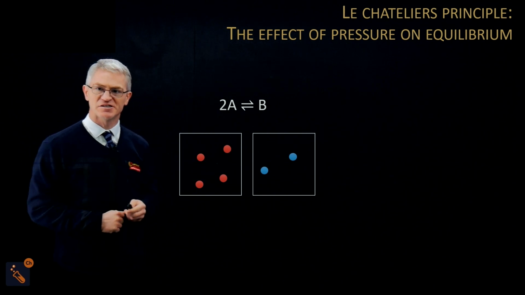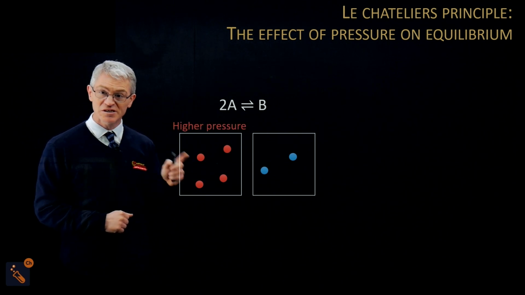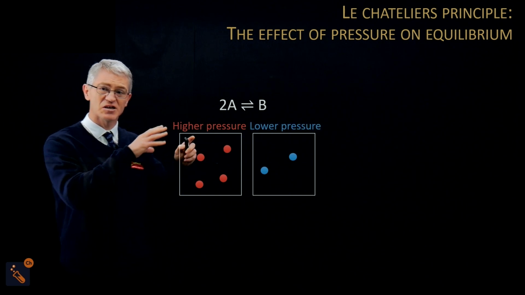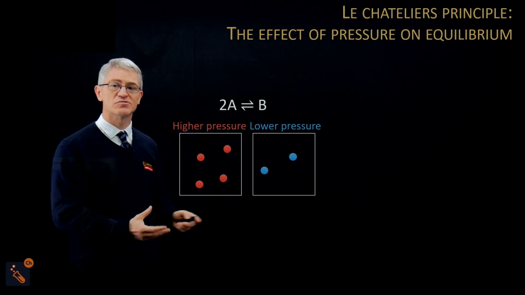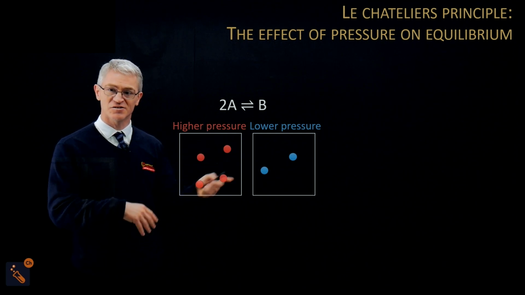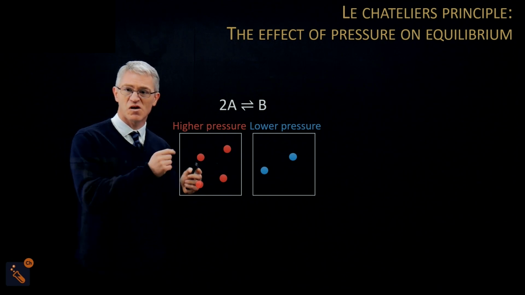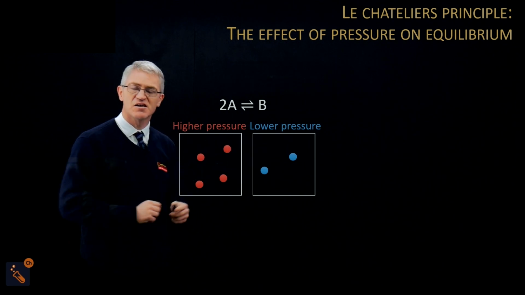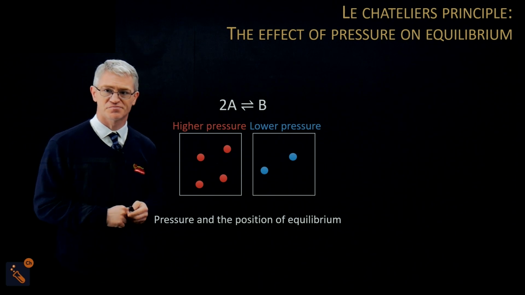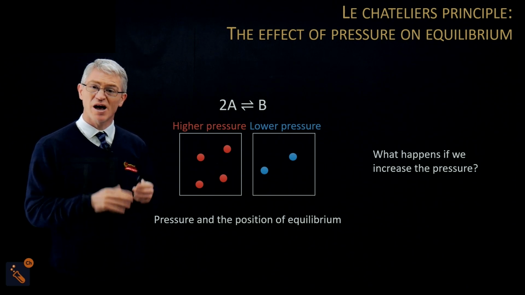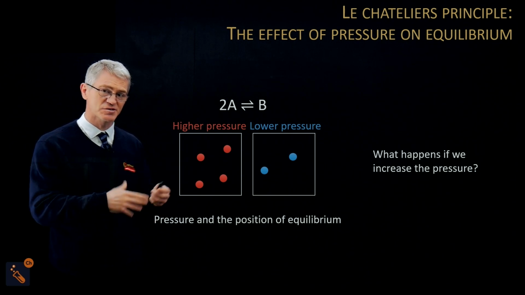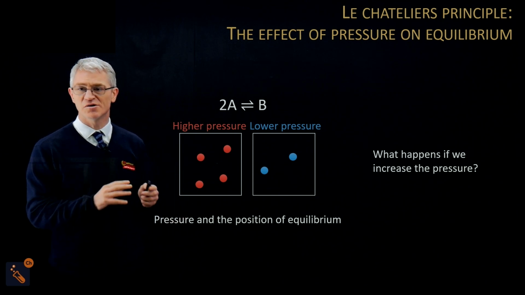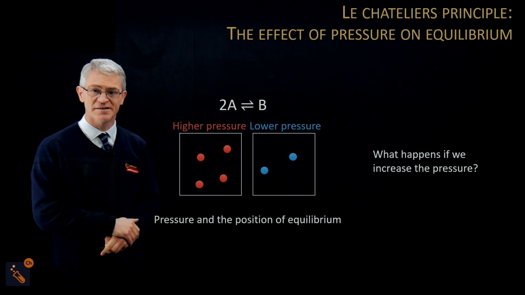So let's have a bit of imagination here and just say that we know this is the higher pressure and we know that is the lower pressure, because higher pressure depends on how many particles you have in a set size container. There's more particles here, more particles colliding with the edges of the container, and therefore you've got a higher pressure. Now, what happens if we increase the pressure? How do we increase the pressure? Either put more particles in, or we can lower the size of the container.